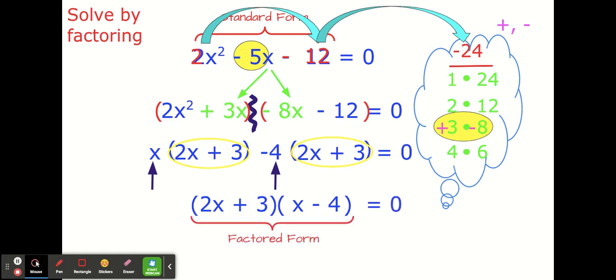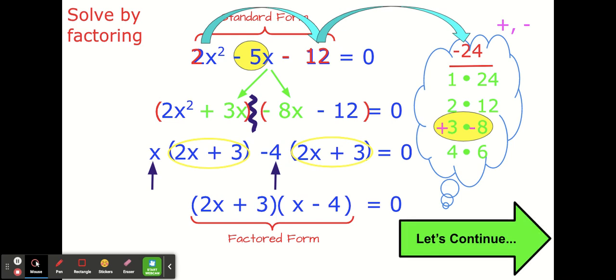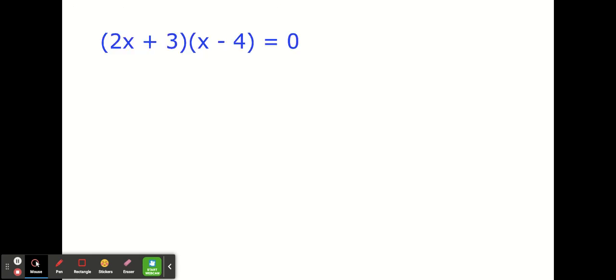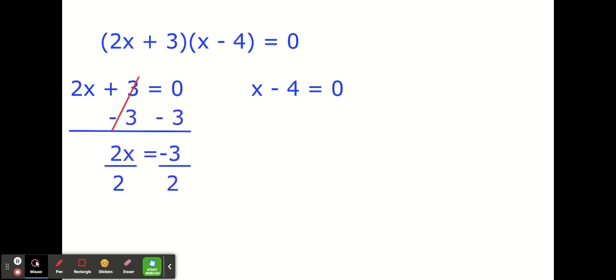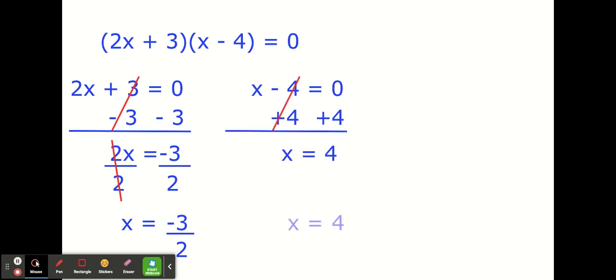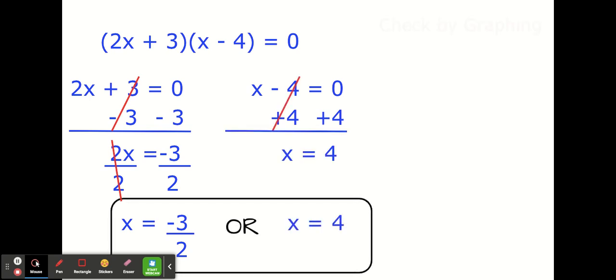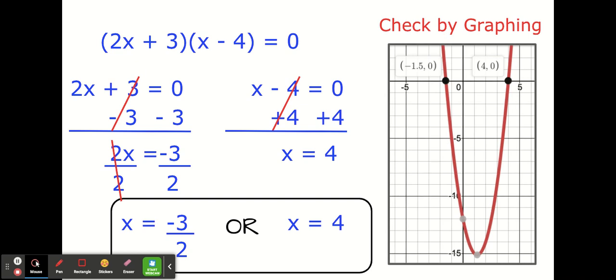That's our factored form. If we continue, notice the only difference from today and last week was that we set it equal to 0. We know 2x plus 3 could be 0, or x minus 4 could be 0. Subtracting 3, dividing by 2, we have negative 3 halves. Adding 4 to both sides, we have x equals 4. We can once again check this by graphing, and we get negative 1.5 and 4.